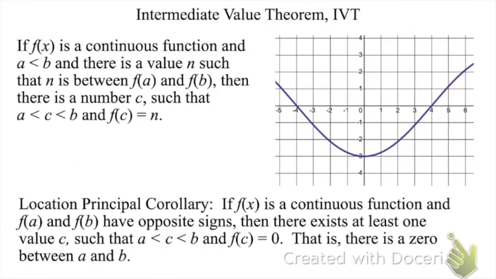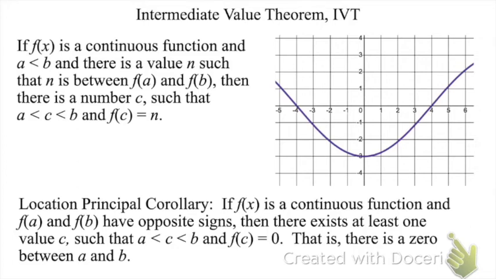So the intermediate value theorem, IVT, states: if f of x is a continuous function and a is less than b, and there's a value n such that n is between f of a and f of b, then there is a number c such that a is less than c is less than b, and f of c equals n. Well, what does that all mean?